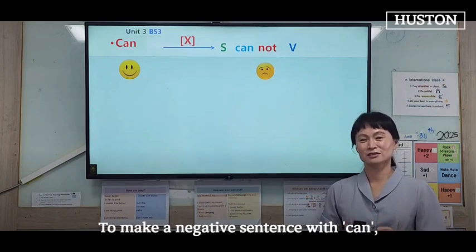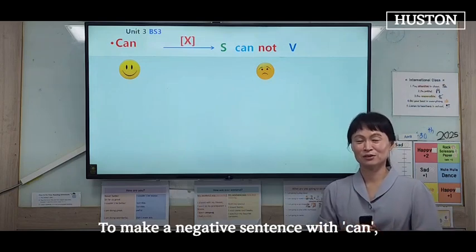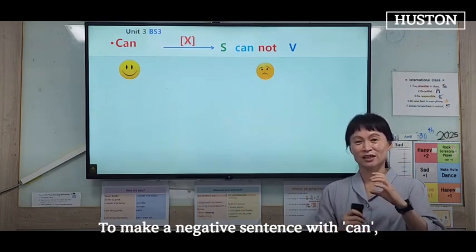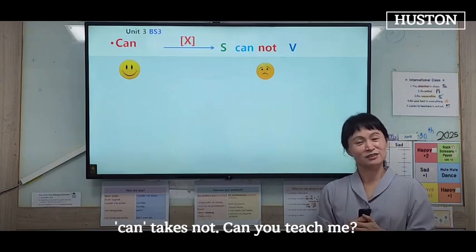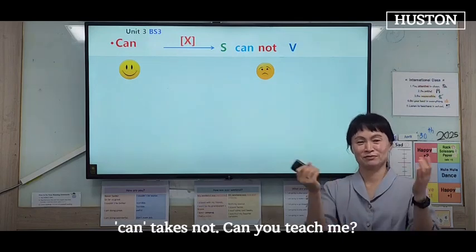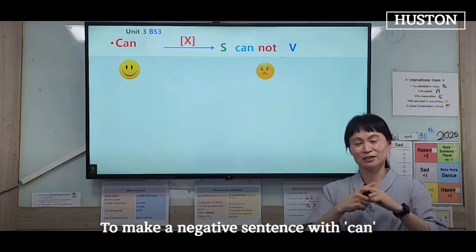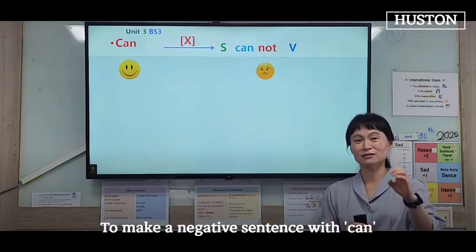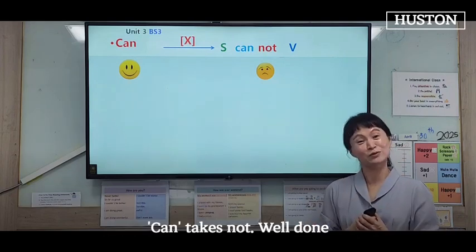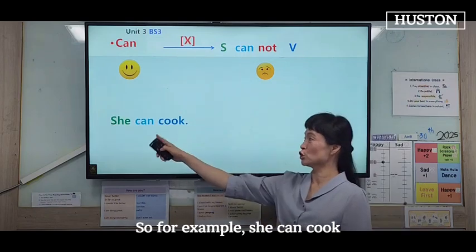Class, meter. To make a negative sentence with can takes not. Can you teach me? Teach. To make a negative sentence with can takes not. Well done.